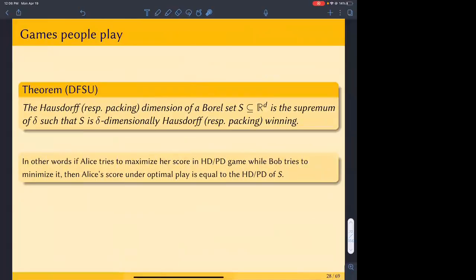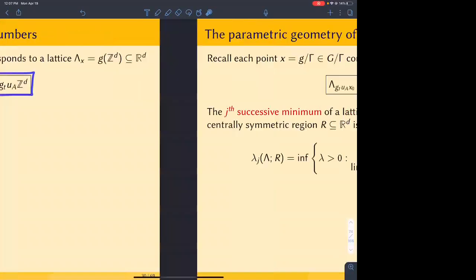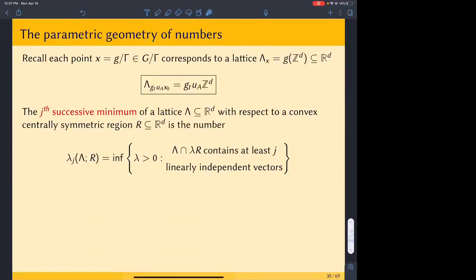So games people play. Then we have Minkowski, and now we have our version of the parametric geometry of numbers. Recall from the correspondence principle that if you take any point x in G mod gamma, then this x should correspond to a lattice, G of Z^d in R^d. So there's the formula relating these two ideas.